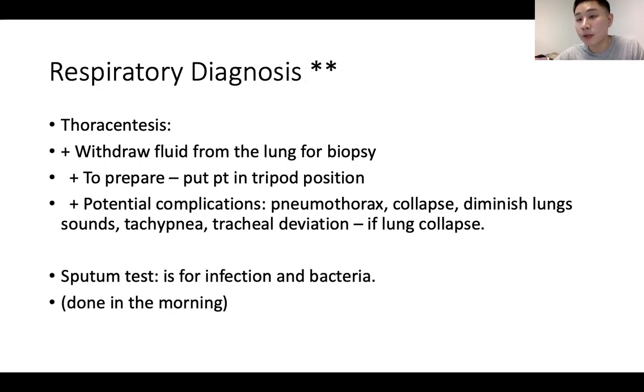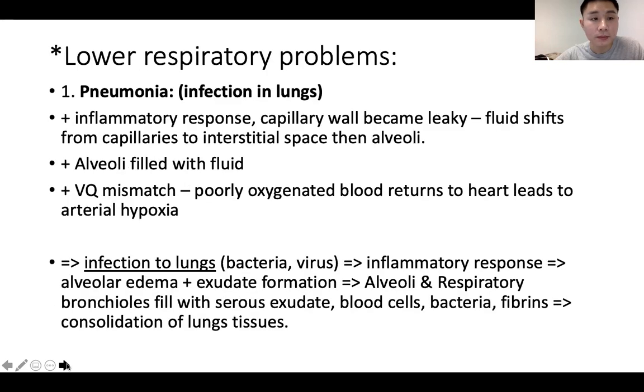The reason why we do it in the morning is that after a full night of sleeping, the patient usually has the most secretion in their nose, sputum, or mouth. That is when the sputum has built up through the whole night. So that is why we do it in the morning. Sometimes Professor Lanessa asks in the test what time we usually do the sputum test.